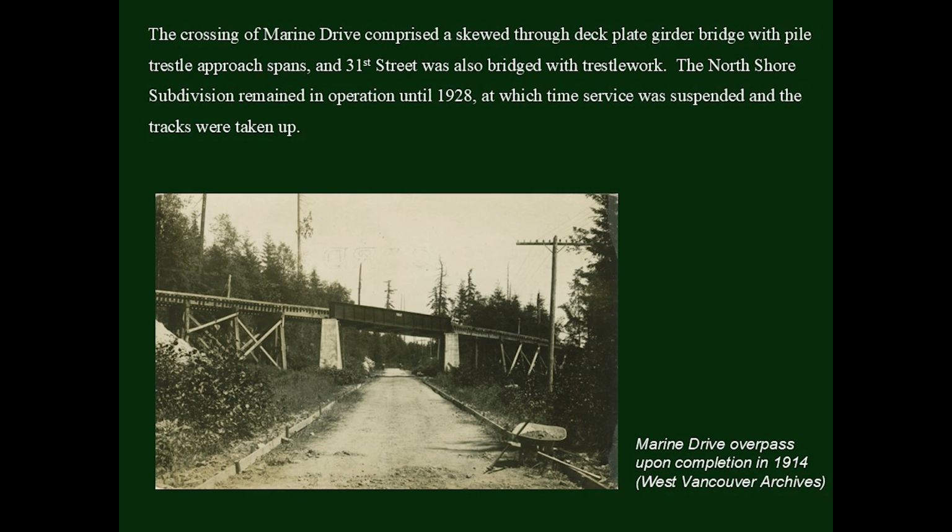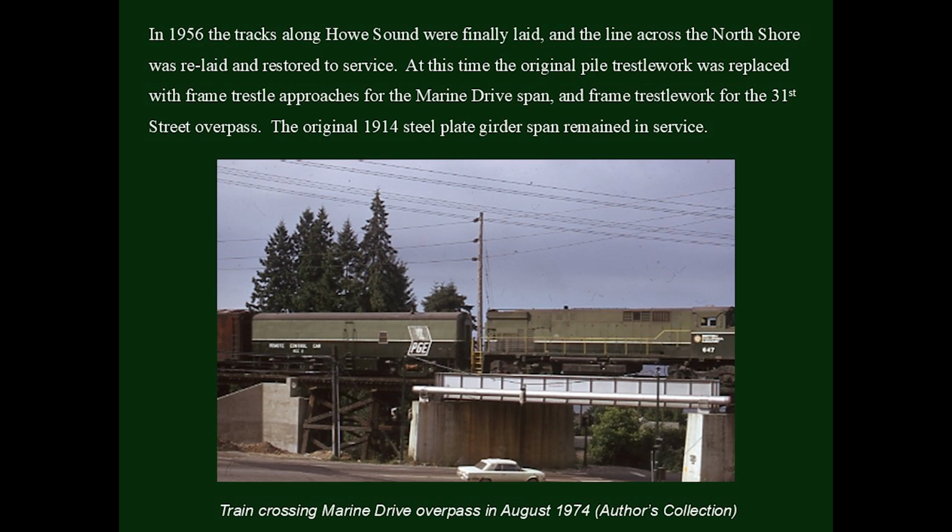The North Shore subdivision remained in operation until 1928, and at that time service was suspended and the tracks were taken up. This photograph shows the completed Marine Drive overpass, and again we're looking east along Marine Drive. In 1956, the tracks along Howe Sound were finally laid, and the line across the North Shore was relaid and restored to service. At this time, the original pile trestle work was replaced with frame trestle approaches for the Marine Drive span and frame trestle work for the 31st Street overpass.